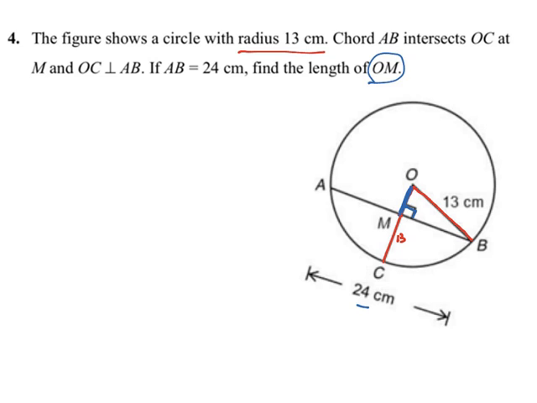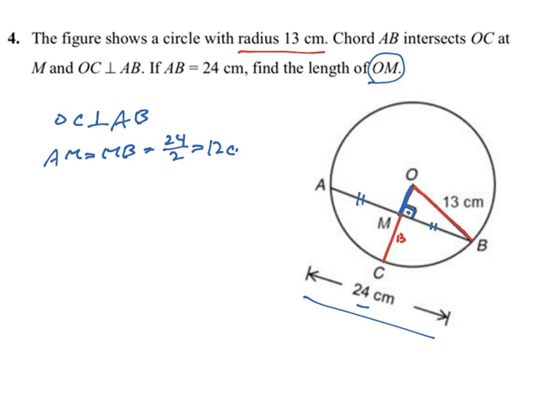Okay. So we'll start from this right angle. Okay, we know OC is perpendicular to AB. So that means AM is equal to MB. They are the same. So that means the full length is 24. They are the same, so we need to divide by 2. So it is 12 cm for each.